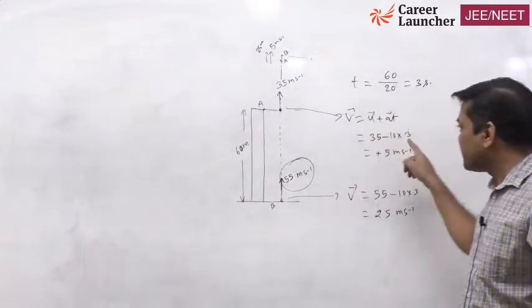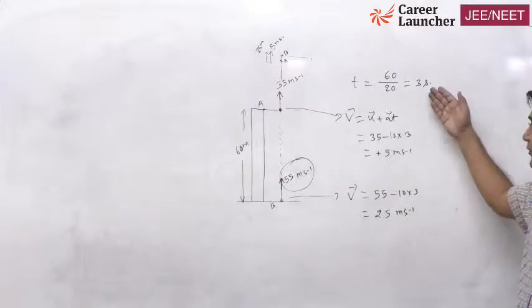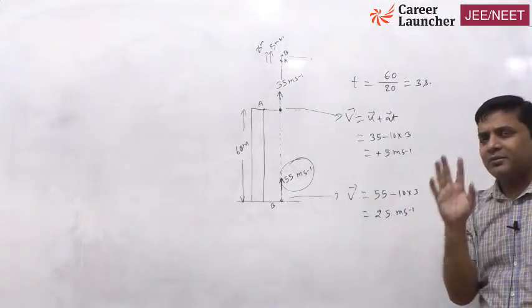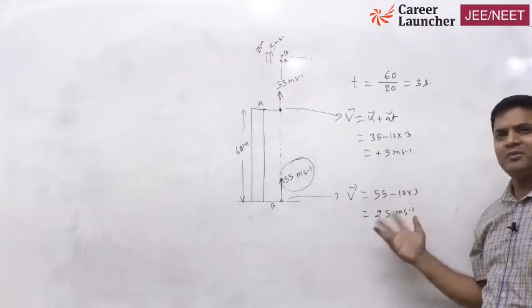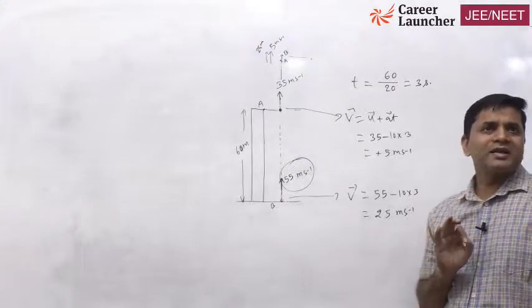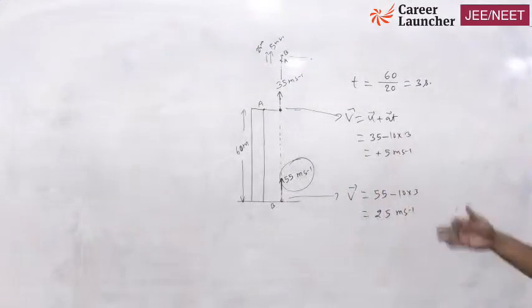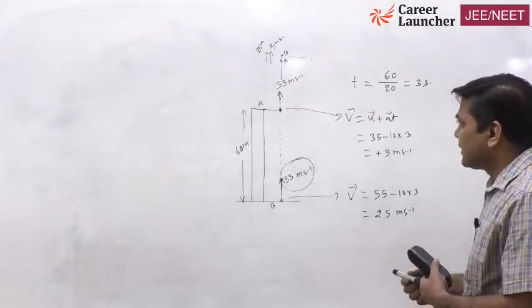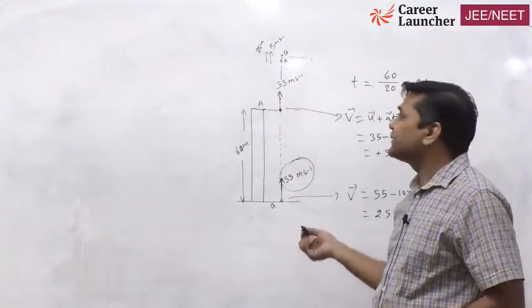So this can be done mentally. Remember that, it's not very difficult. Take the height of the tower and then 35 minus 10 into time. Think like this: 55 minus 10 into time. You can solve it mentally, okay? Because many objective questions are there. You don't need to write each and every step. So now, next one: at what height are they, what is the position where they are colliding?